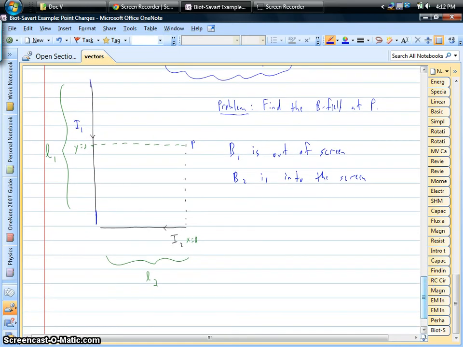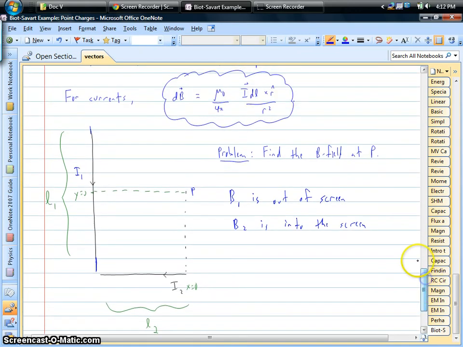Now what Biot-Savart basically tells us to do is to take a little piece of the wire, a little blue point up there. It has a little bit of length to it. That's the dl that's in the Biot-Savart rule.